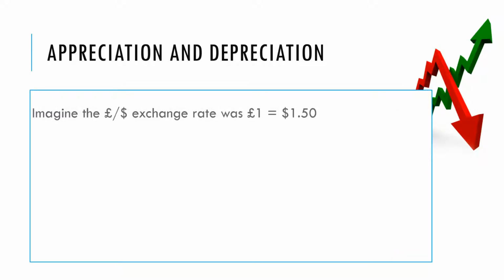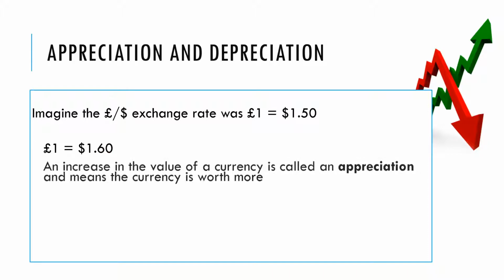So let's imagine a scenario where the pound-dollar exchange rate was £1 is $1.50. Now if the value of the pound increased, so that £1 was now worth more, you would get $1.60 for your pound, we would say the value of the pound has gone up. And the key term we would use to describe this is an appreciation.